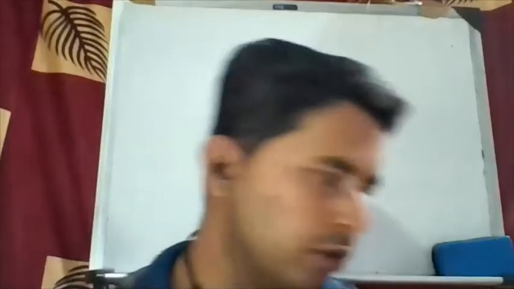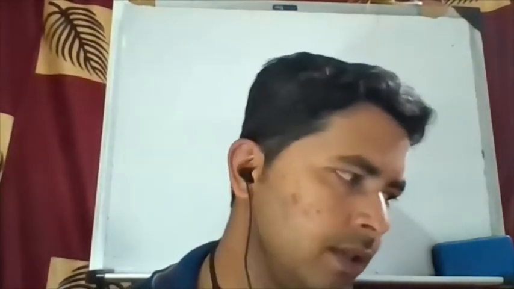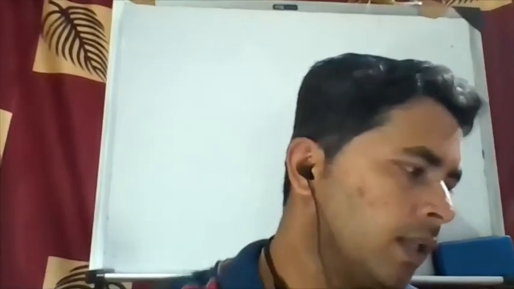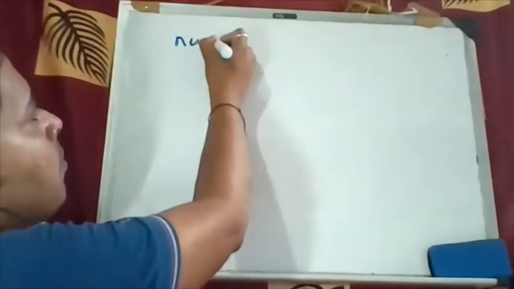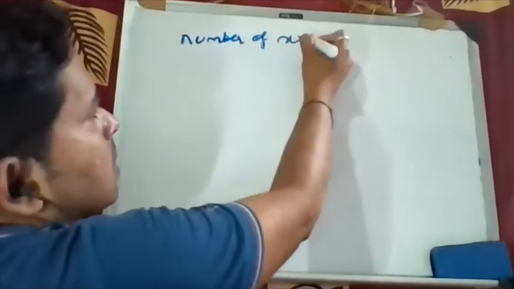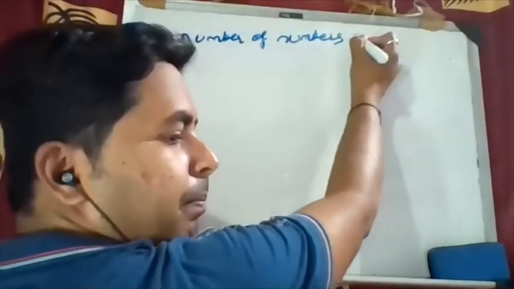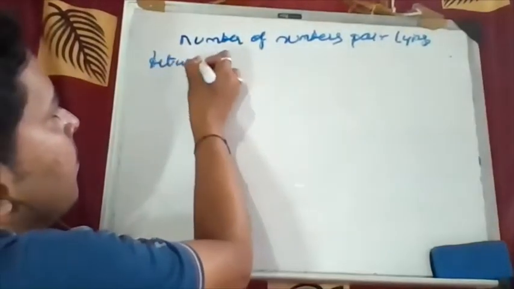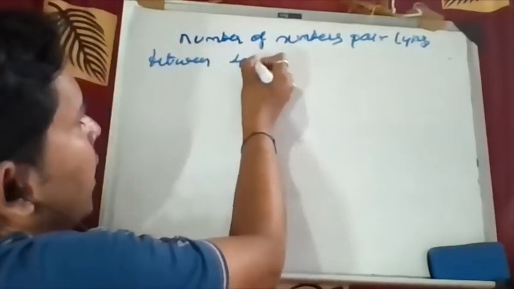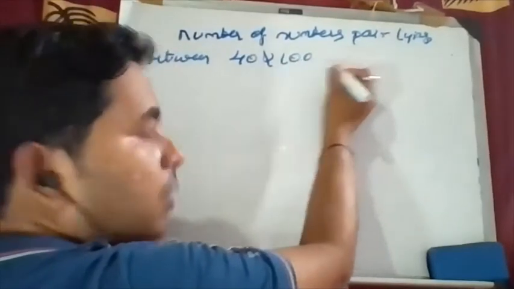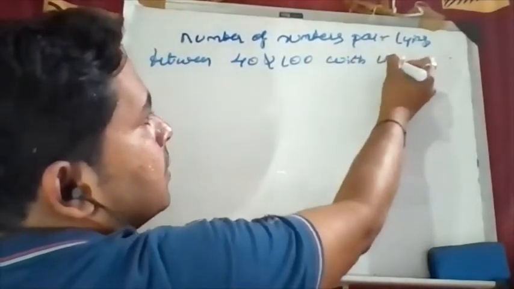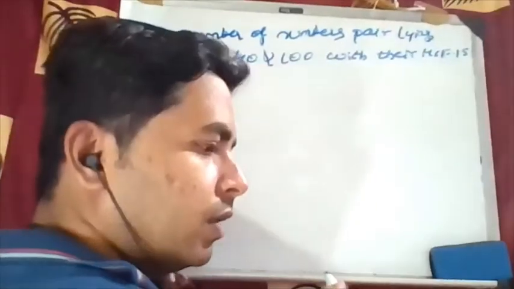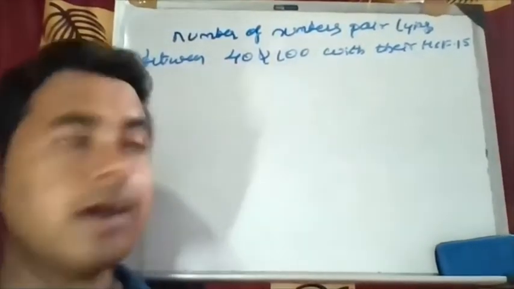Any doubts in this? The question will be: the number of number pairs lying between 40 and 100 with their HCF being 15. Okay, here the same question is asked in a different way.